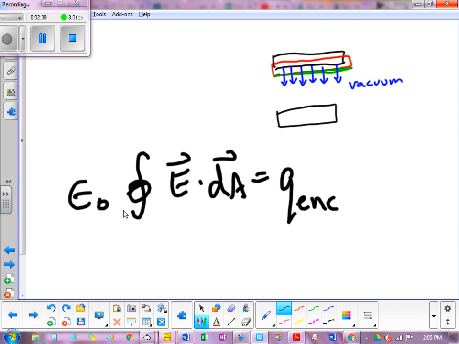Okay, this law needs to be upgraded because, frankly, epsilon naught is not the typical reality of our universe. Most things are not in vacuum, you have to admit. Even air is a dielectric, technically. All right, so we're going to try and upgrade this law.